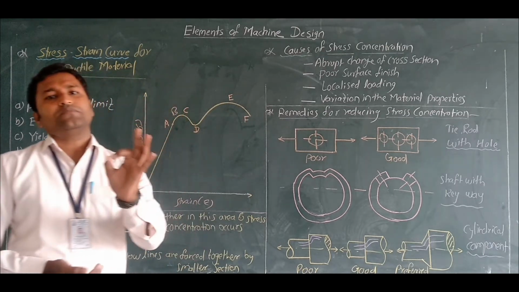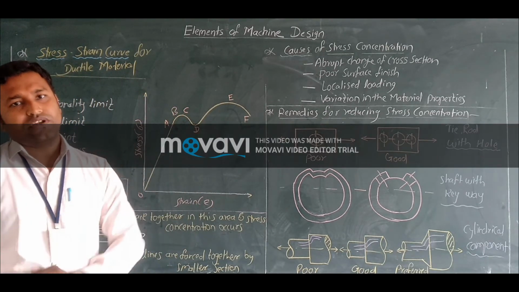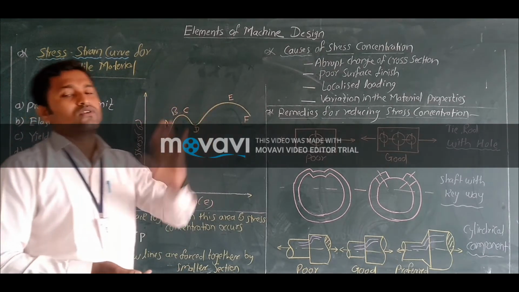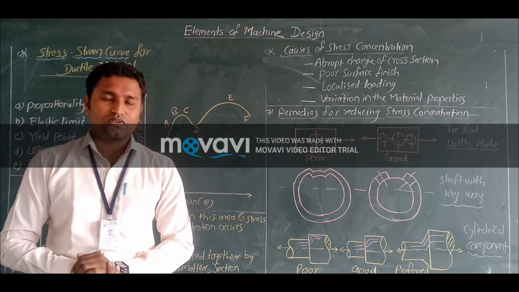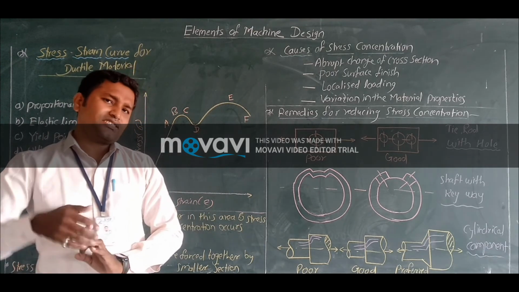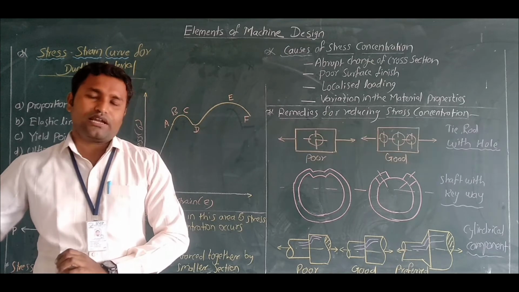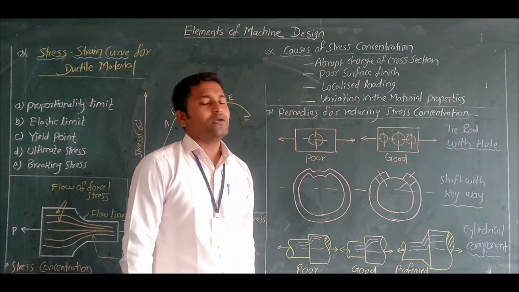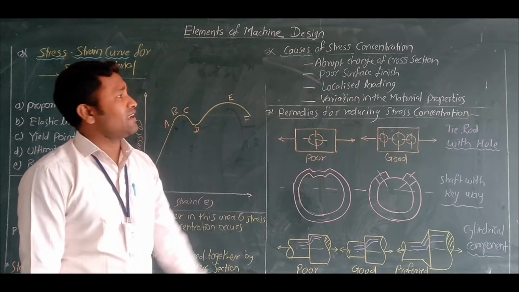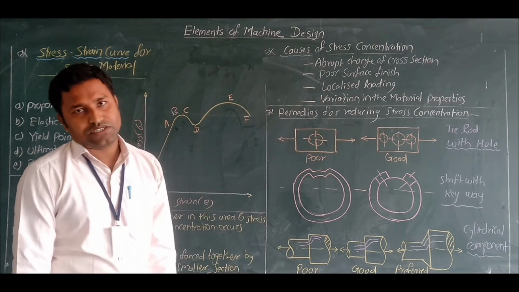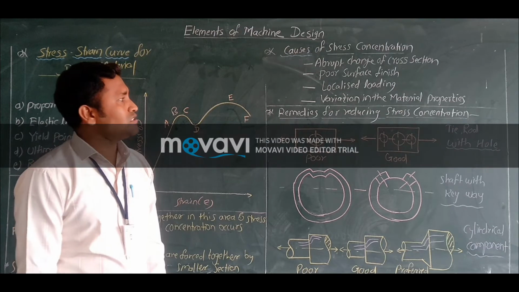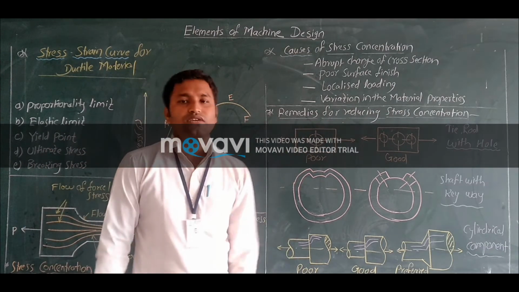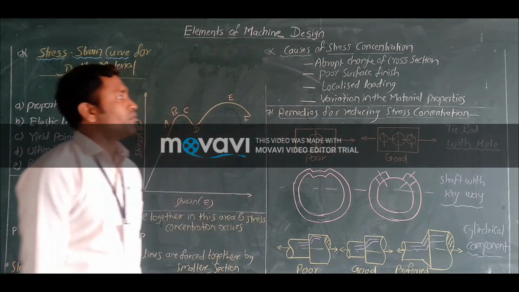It is the abrupt change, the discontinuities, meaning abrupt change of cross section. Due to this, discontinuities are developed in the areas. So, the first cause is the abrupt change of cross section. The next is poor surface finish. The next is localized loading. Then you see variation in the material properties.